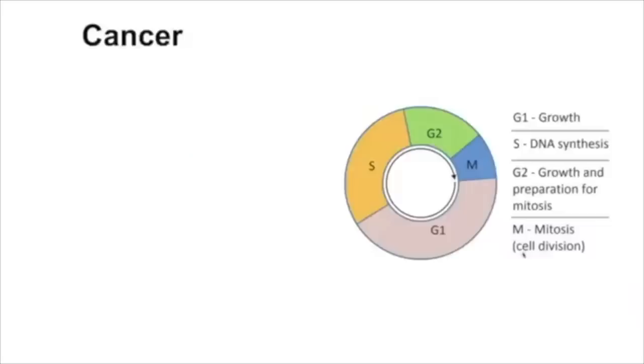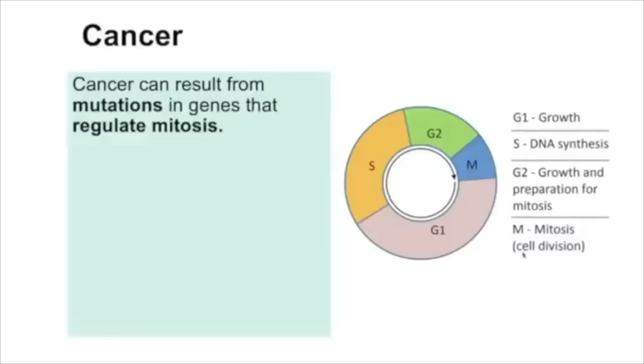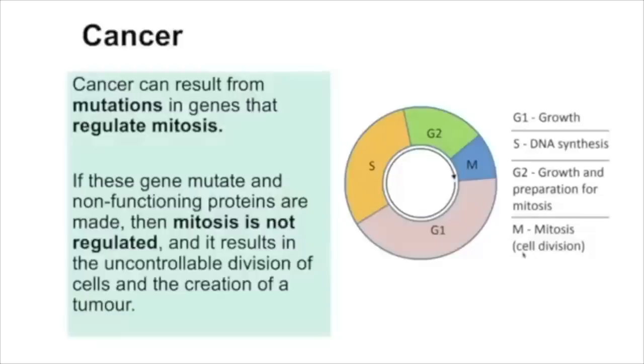The next thing you need to know about is cancer, which we briefly mentioned at the start. So it can result from mutations in genes that regulate mitosis. And if these genes do mutate and a non-functioning protein is created, then that means mitosis cannot be controlled. And that is why you end up with this uncontrollable cell division, and that is when a mass of cells or a tumour is created.